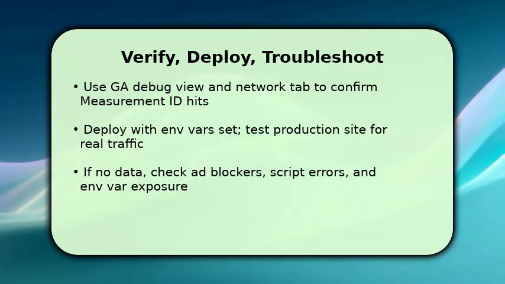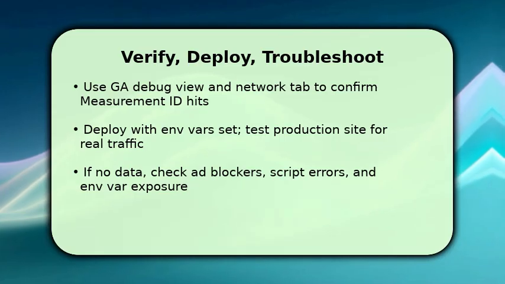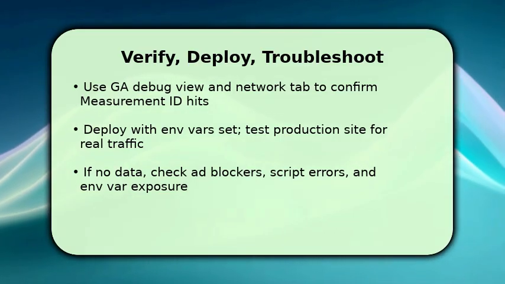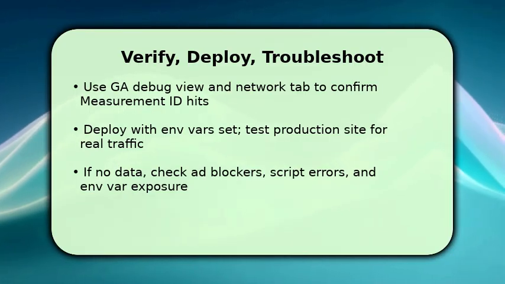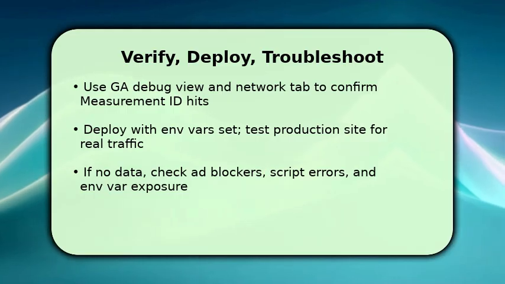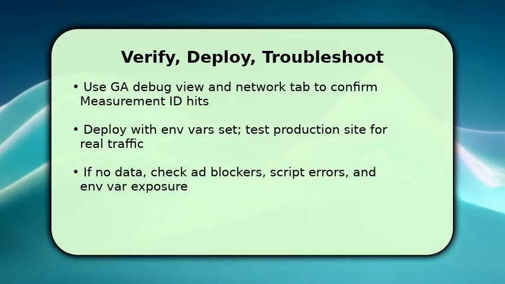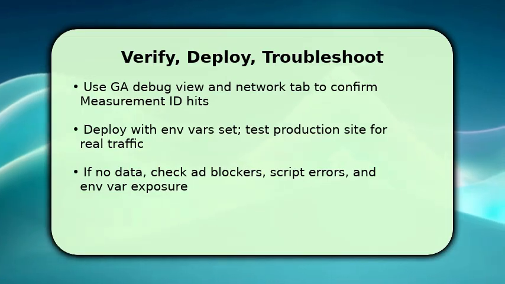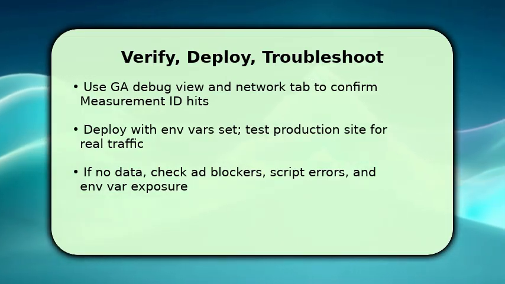Then deploy with environment variables configured for production and confirm the live site reports traffic. If you don't see data, first check browser ad blockers or privacy settings, then inspect the console for script errors and ensure NEXT_PUBLIC_GA_ID is exposed to the client. If problems persist, retry the gtag snippet placement and route change listener to restore accurate tracking.